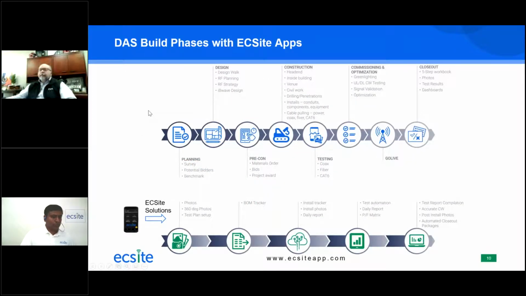Just walking through the various phases of DAS. I'm not going to go through too much on the slide itself, but you have the planning phase, design phase, pre-construction, construction, testing, commissioning, and then final closeout. ECSite offers automation solutions in all of these phases at different levels. Our core is definitely test automation, but we've built all the elements for accelerating DAS builds around our test automation core.